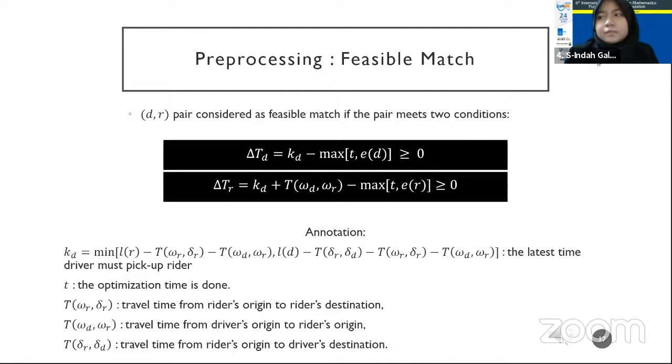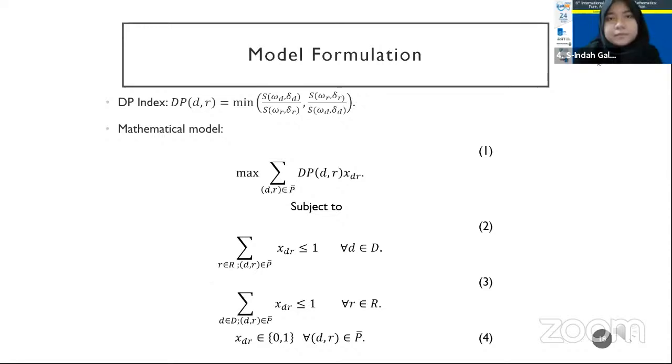After we obtain the sets of possible matches, we will determine if the driver-rider pairs that are possible matches are feasible by time or not. To be considered a feasible match, the time windows of driver and rider must overlap. Also, the driver-rider pair is considered a feasible match if the pair meets 2 conditions. These are that delta TD must be greater than 0 and delta TR must be greater than 0.